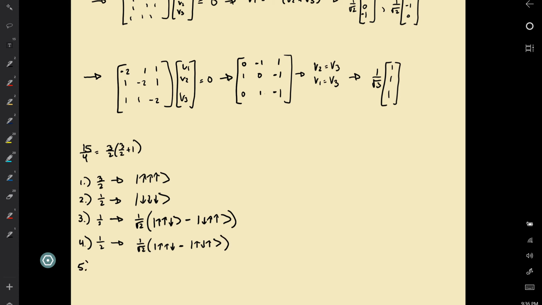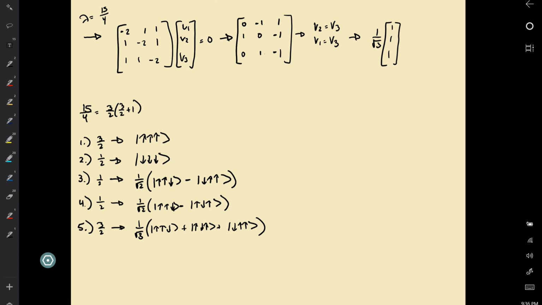And 5 is 3/2. So that's the one we solved for right here. That was corresponding to lambda equals 15 over 4 again. So that is just the 1 over root 3 times, oops, up, up, down, plus up, down, up, plus down, up, up.